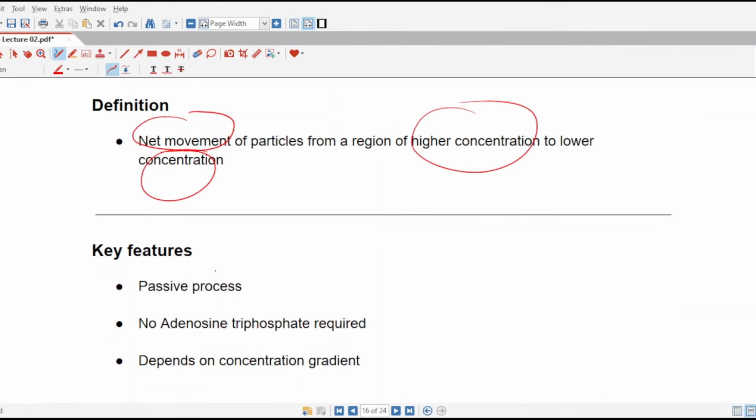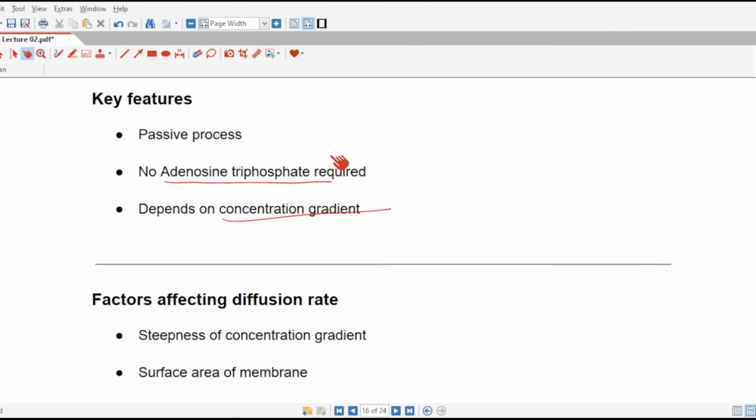What are the key features? This is a passive process. That means it doesn't require any energy or protein. That's why it is said that no ATP required, and it only depends on concentration gradient. And if the concentration gradient goes away, then the diffusion will stop. That means that it will reach equilibrium.